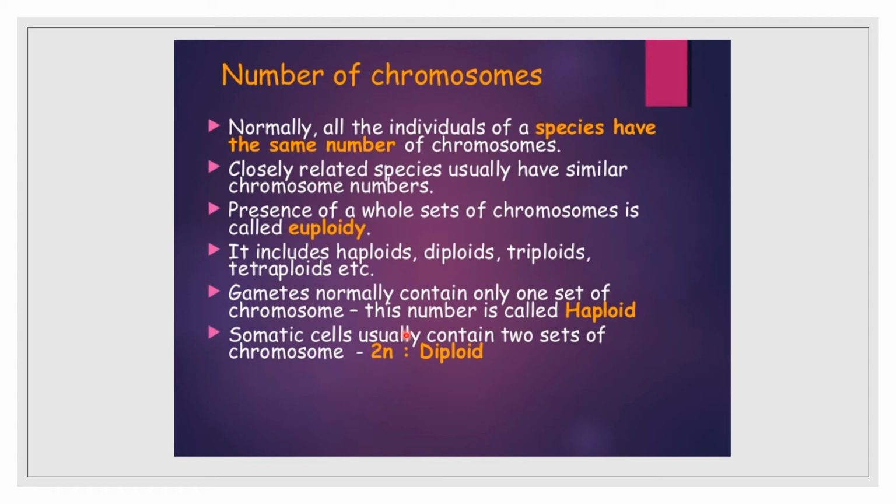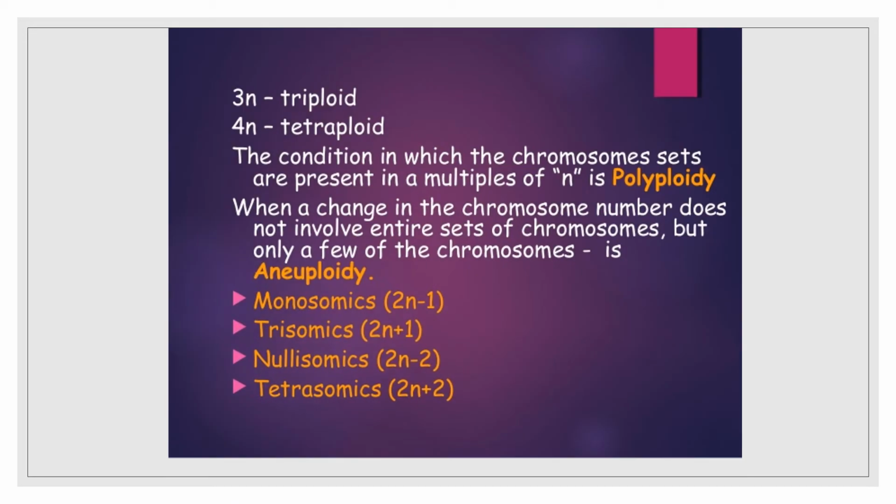The one which contains a single set of chromosomes is called haploid, which is represented by N. And the one in which two sets of chromosomes are present, that is in the somatic cell, is represented by 2N, which is diploid. Now, triploid, tetraploid, as it goes on. But there is one more term, which is called polyploidy. Poly means many, but what many? The multiple sets of N is called polyploidy.